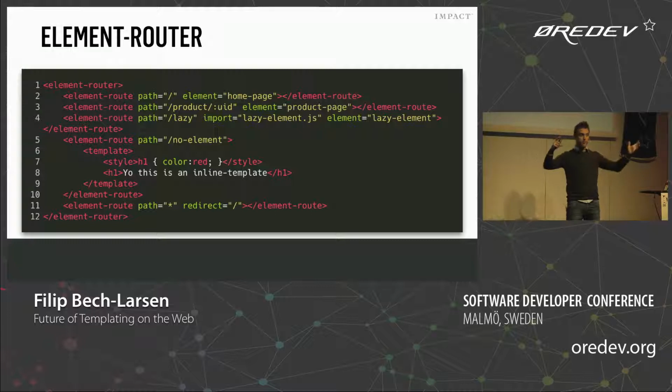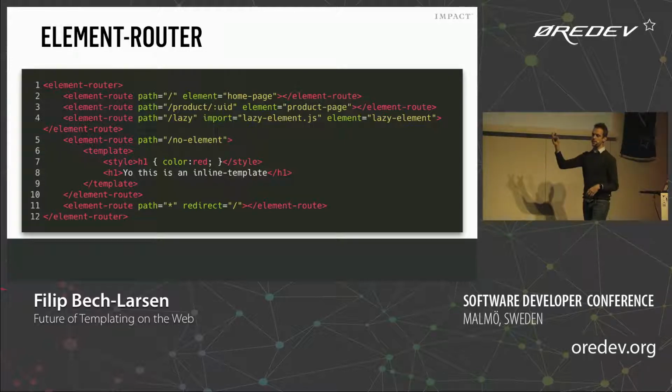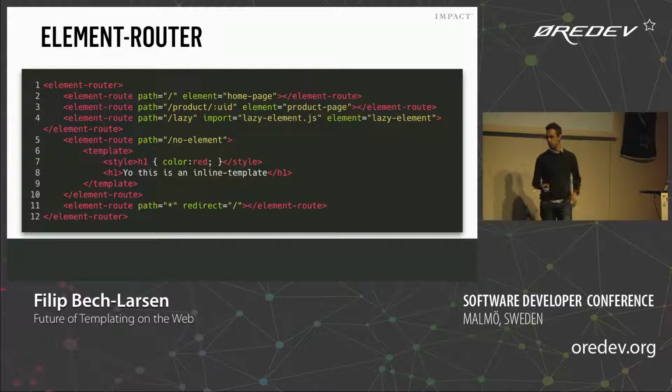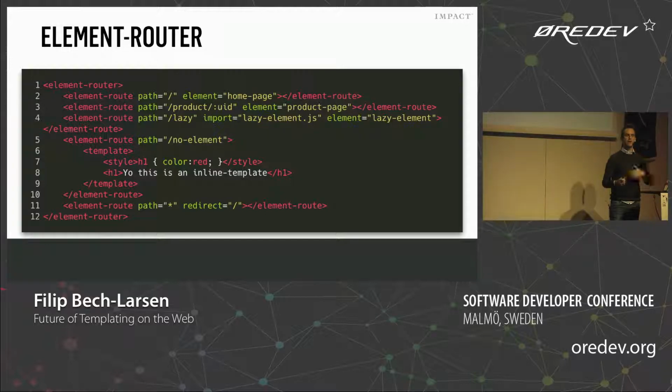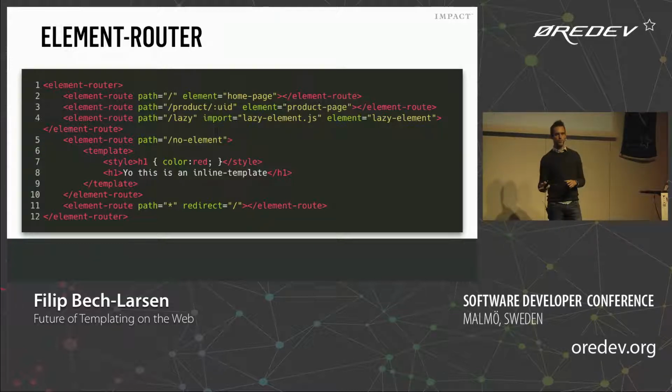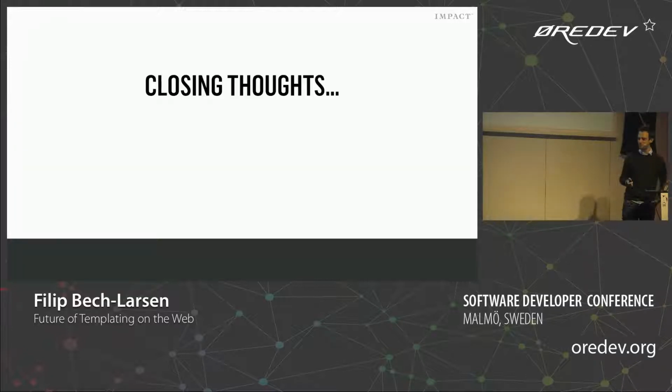So you just have the element router tag, and inside of that you just put numerous element route tags, where you define the path, which is what route to react to, and then the element to show. And if you check the fourth line, you see that if it has the import attribute, we start by importing that, and then we load the component after that. So it's a pretty cool thing. You should probably not use that for production yet, maybe never. But it's a pretty cool thing I've built.